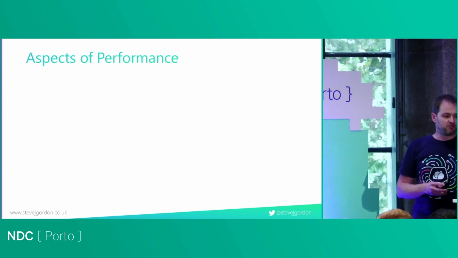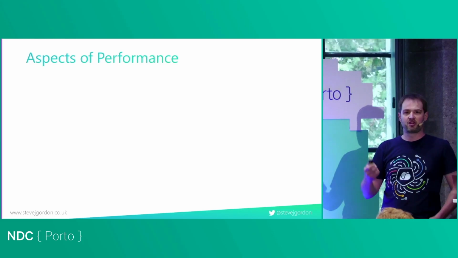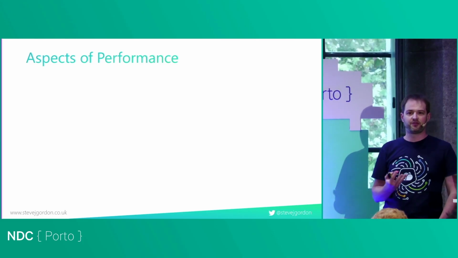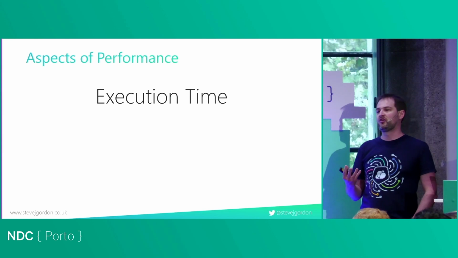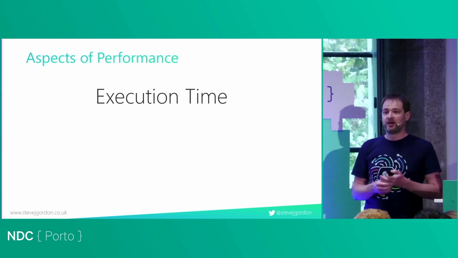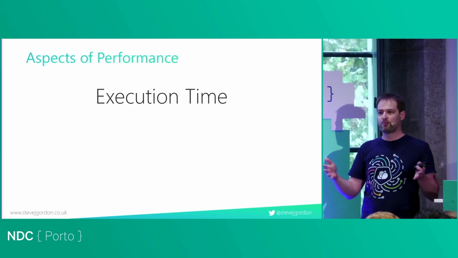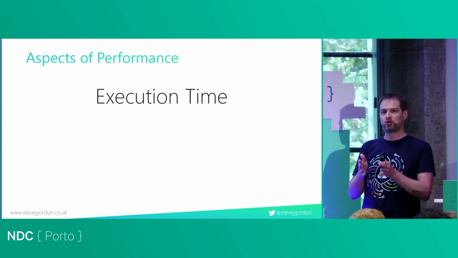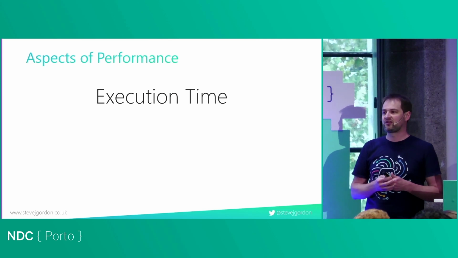So let's begin really with the aspects of performance. There's three main sort of categories or criteria of performance that I tend to think about when I'm optimizing code. The first is execution time. So how long does a unit of code take to run? That might be the entire operation of handling a request, for example, or it might be that you're looking at smaller units of code, individual methods, or even lines of code, and how long those take to execute.